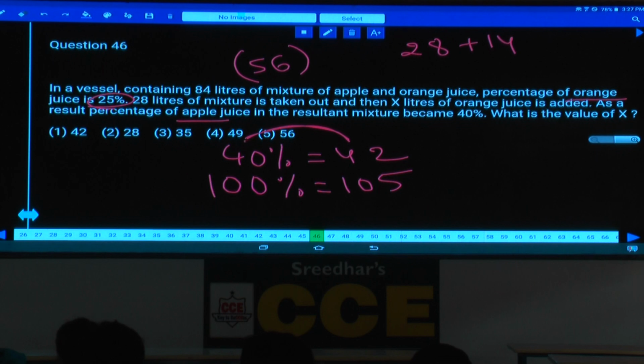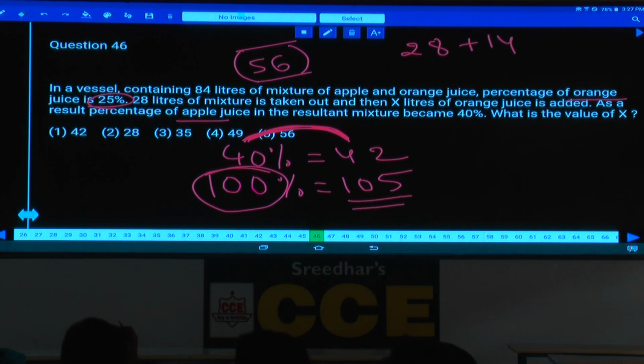How much is the difference between these two? 2. 2 is 5% of 40. So you need to add 5% of 100, which is 105. Clear? Now, after 28 liters is taken out, how much quantity do we have? 56 liters. Now how much quantity do we have? 105. Then how much is added? 49.